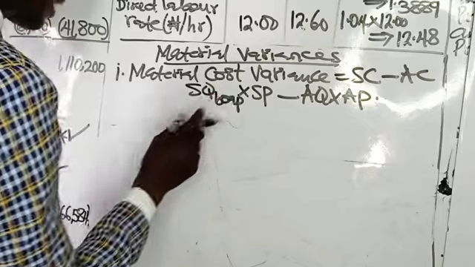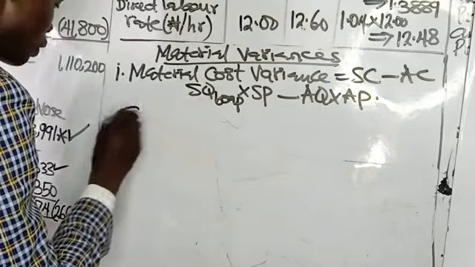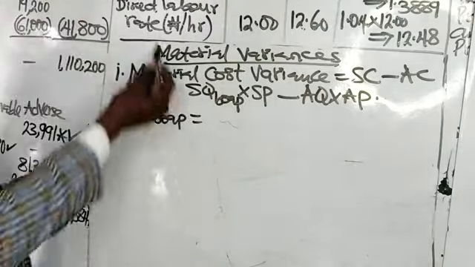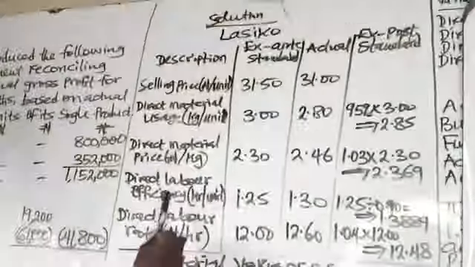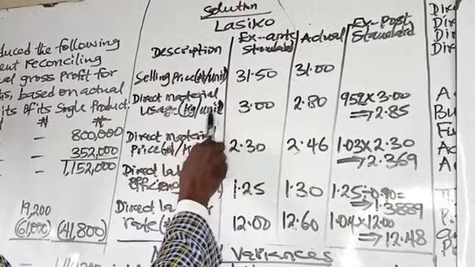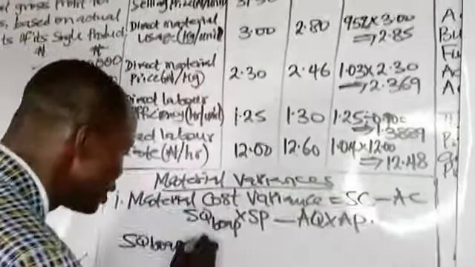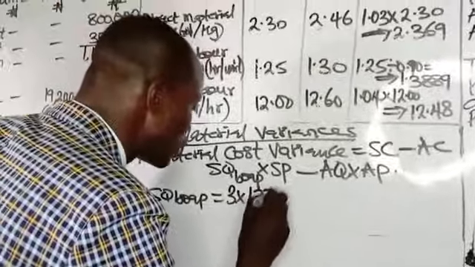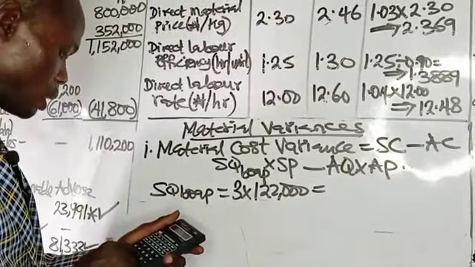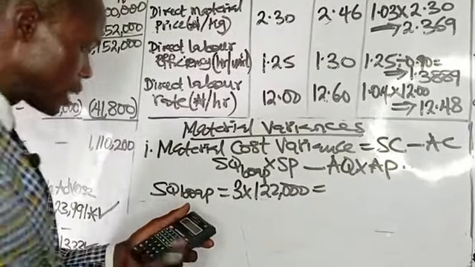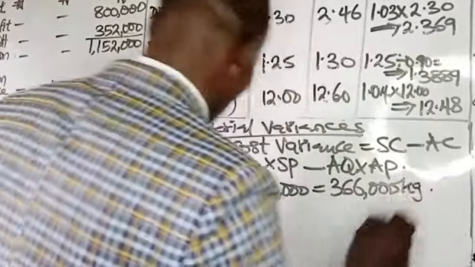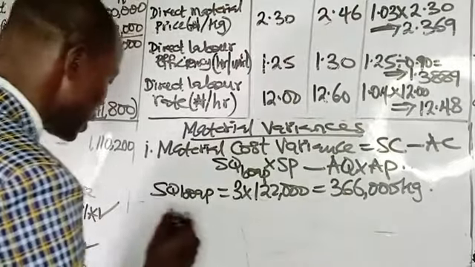So what is our standard quantity based on actual production? Back to the first table. For material, direct material usage, we have 3 kg per unit. Remember we've assumed actual production to be 122,000 units, which is the number of units sold. 3 times 122,000, that gives us 366,000 kg. Then we equally need actual quantity.